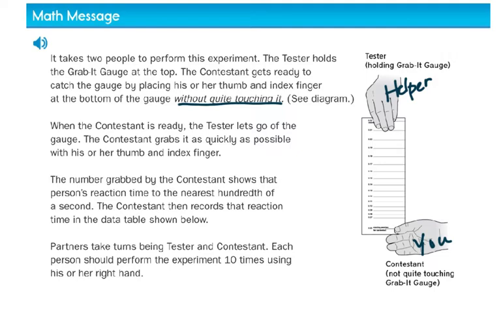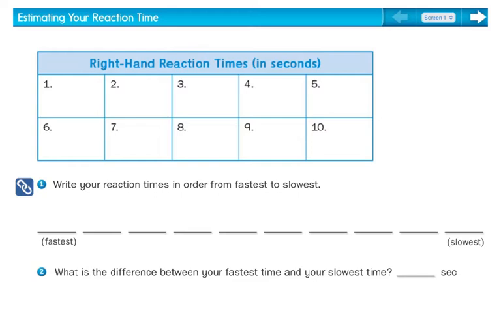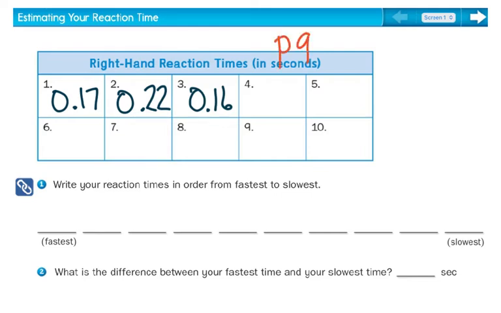Each person should perform the experiment 10 times using his or her right hand. So each time you might be, let's say, 17 hundredths of a second, 22 hundredths of a second, 16 hundredths of a second. So you will record all of your reaction times in seconds in the 10 boxes. And this is on journal page 230. This was on page 230, yeah.